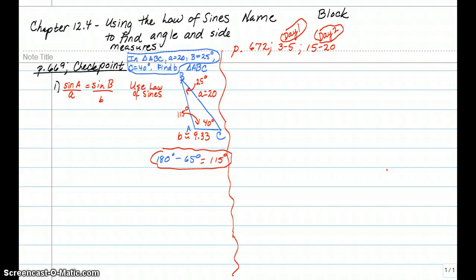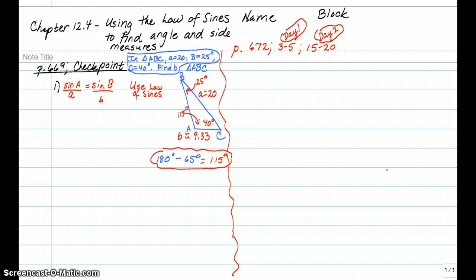This is chapter 12.4, using the law of sines to find angle and side measures. And for this recording, we'll actually just be finding the angle measures. For day one, we did page 672, 3 through 5. And for day two, we'll be doing, again, page 672, but this time 15 through 20.